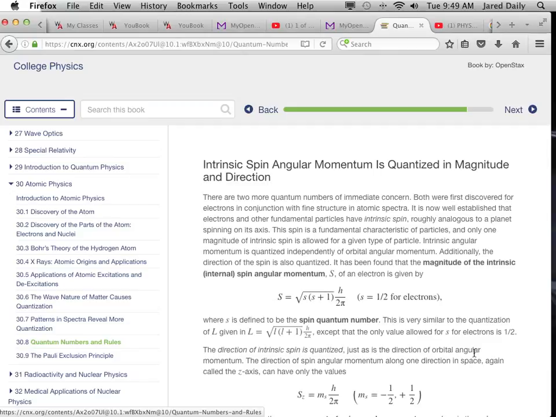That means that there are two possible states. I have one state where n equals 1, L equals 0, m sub L equals 0, S equals 1/2, and m sub S equals positive 1/2. Right, spin up. Or I can have this state, n equals 1, L equals 0, m sub L equals 0, S equals 1/2, and m sub S equals negative 1/2.